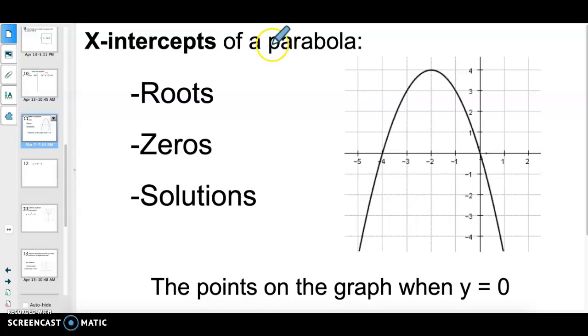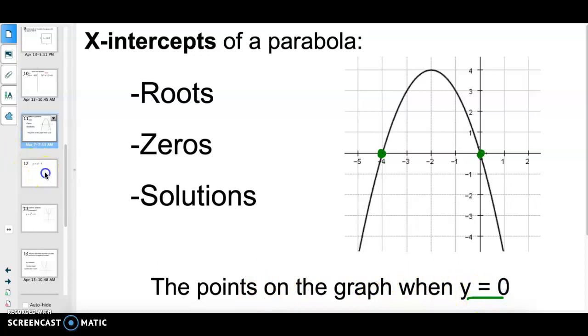All of these quadratic equations that we've been looking at, if you were to graph them, form parabolas like we looked at last week. So this U shape is the parabola. On the parabola, these x-intercepts are a big part of what we're doing. The x-intercepts, different names for those are the roots, the zeros, or the solutions. Those points, the roots, are the points on the graph where y equals 0.